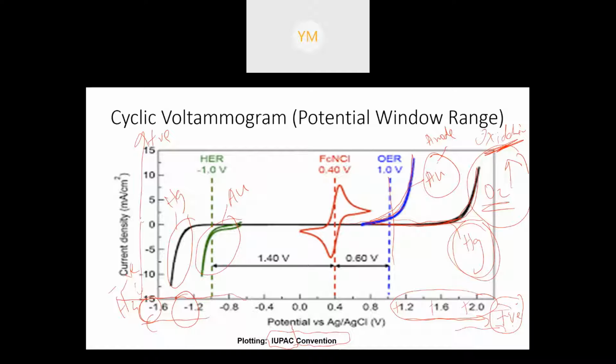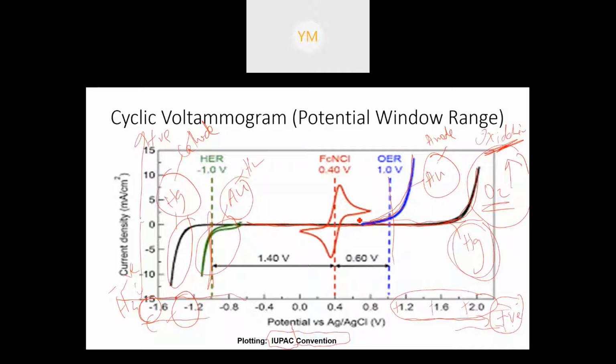But in the negative direction, going more on the left-hand side is the increase of potential in negative sign. So this is reduction. The limit for this, for example on gold, is hydrogen evolution. So the working electrode acts as the cathode because this is reduction. So this is the clear potential window range.